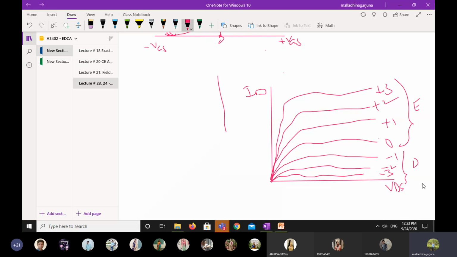So this is the advantage of depletion, but for fabrication purposes we will use only E MOSFET. We will not use D MOSFET in fabrication. Why? Because in E MOSFET there is no channel, so there is no need of providing space for the channel.